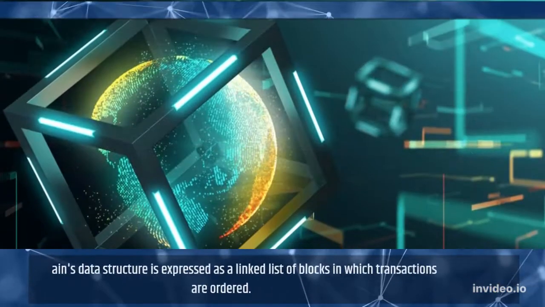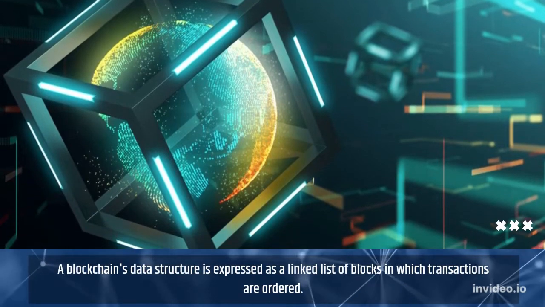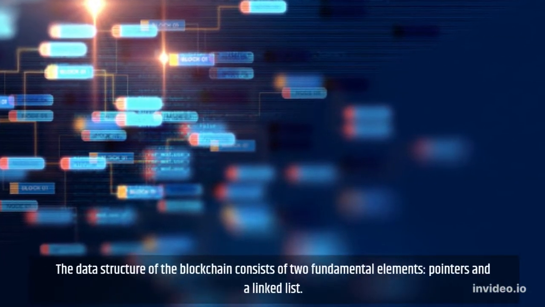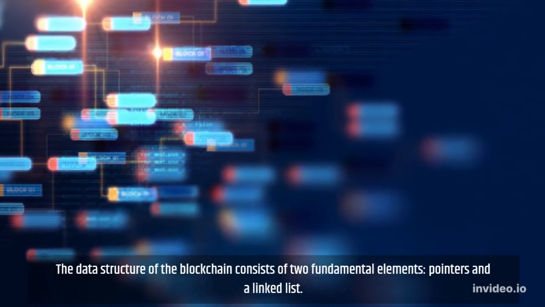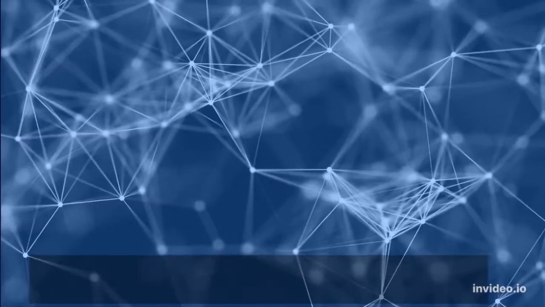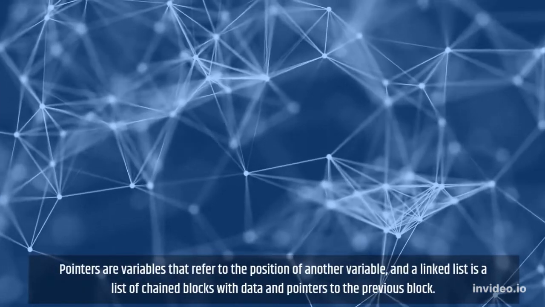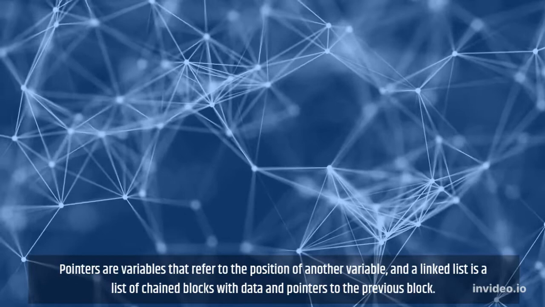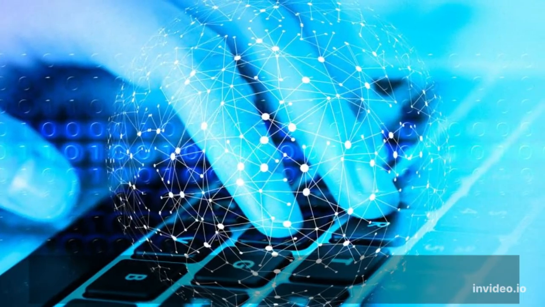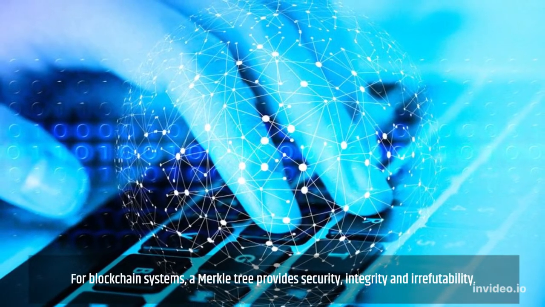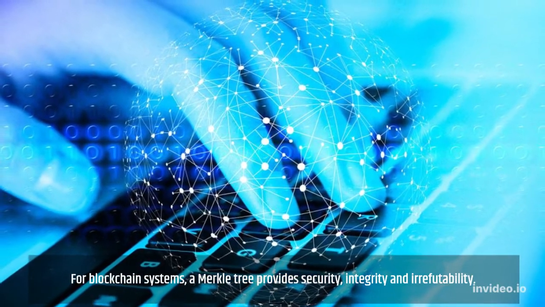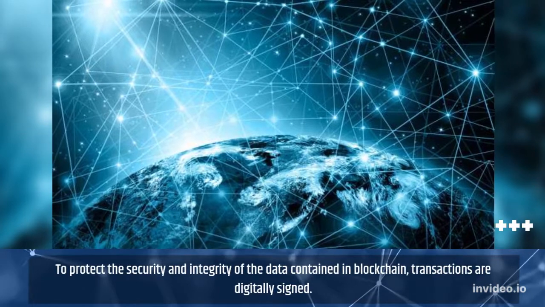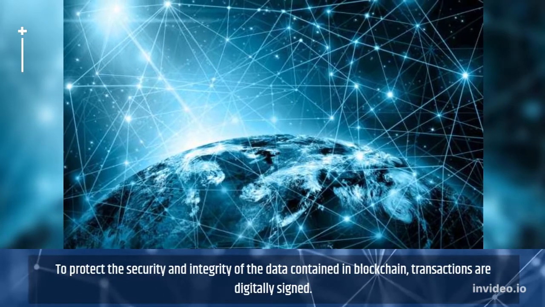A blockchain's data structure is expressed as a linked list of blocks in which transactions are ordered. The data structure of the blockchain consists of two fundamental elements, pointers and a linked list. Pointers are variables that refer to the position of another variable, and a linked list is a list of chained blocks with data and pointers to the previous block. For blockchain systems, a Merkle tree provides security, integrity and irrefutability. To protect the security and integrity of the data contained in blockchain, transactions are digitally signed.